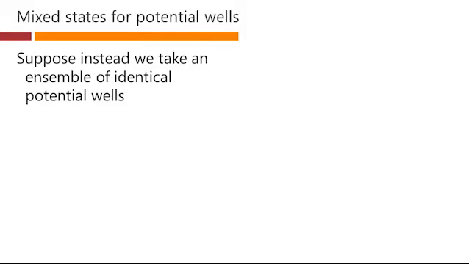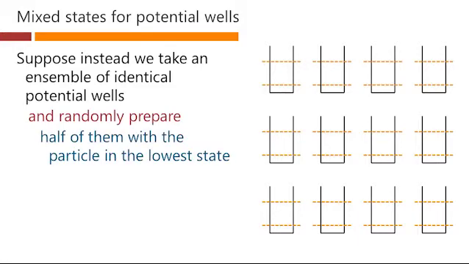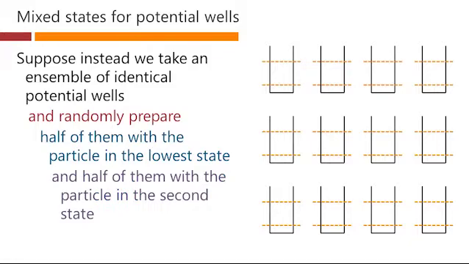Suppose instead we take an ensemble of identical potential wells. So here we have a collection of identical potential wells. And we randomly prepare half of them with the particle in the lowest state and half of them with the particle in the second state. So let's randomly put those particles in there. So here we are randomly assigning them to these different possibilities.